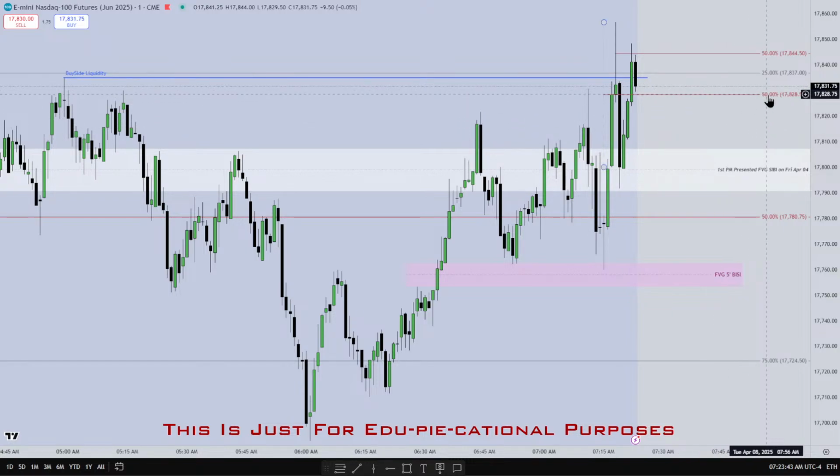Again, this 50% here is the range of the wick in the 5-minute chart, while this 50% here is the range between the close and high of this candle only. Okay, we are seeing rejection almost from this consequent encroachment.